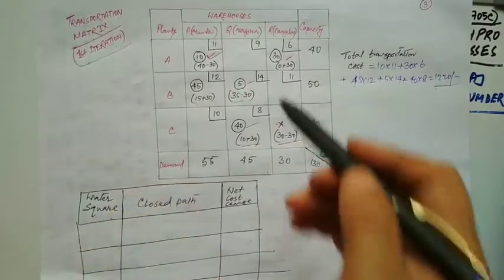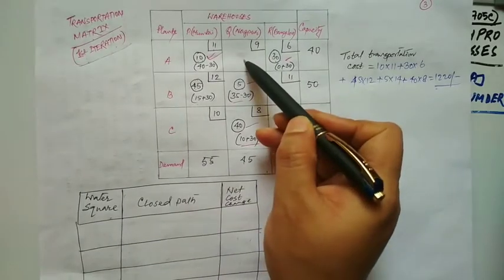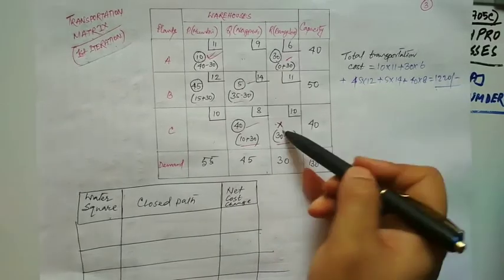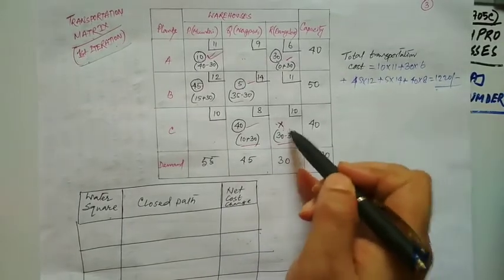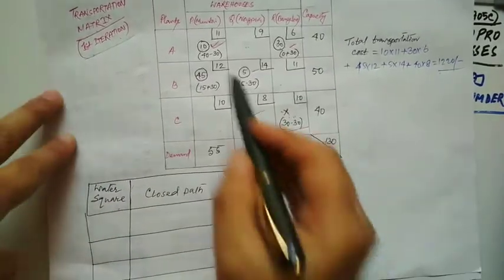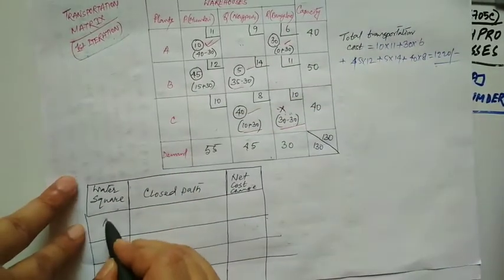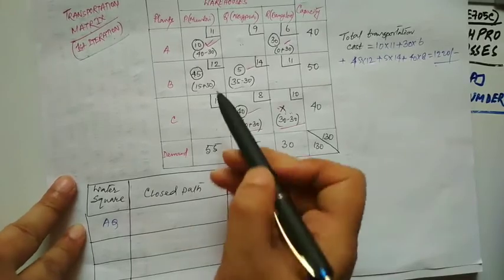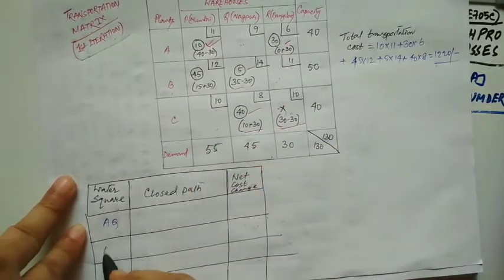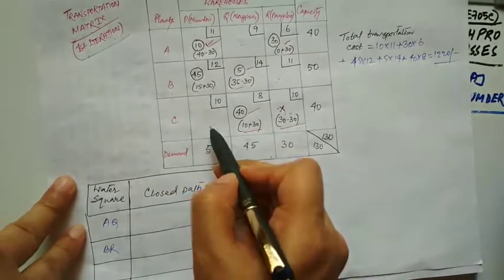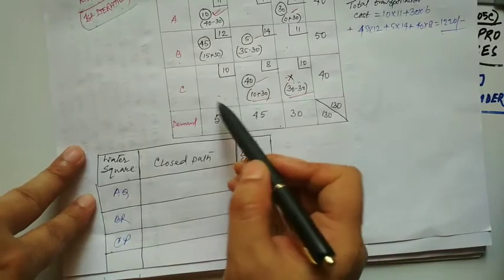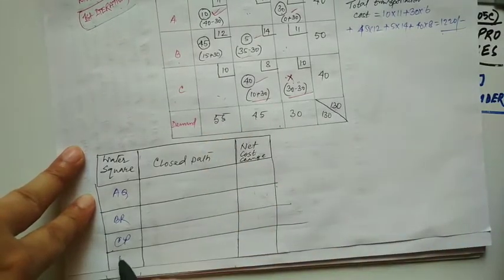So which are the water squares? You now know these are the non-allocated cells. This one, this one, this one. So this one also, this one is 0, so this one is also a non-allocated cell. So I will write the non-allocated cells. First is AQ. Next is this one, BR. Next is CP. And the last one is CR.